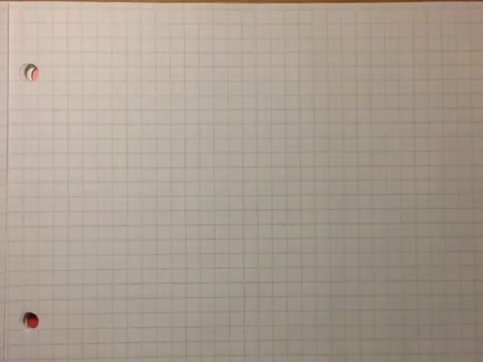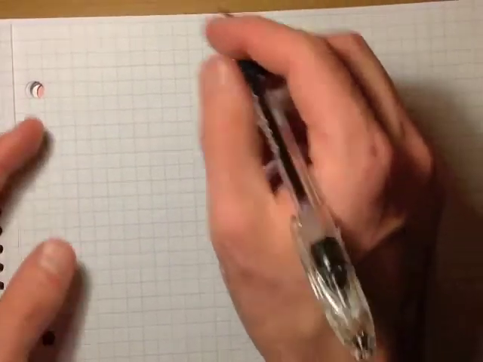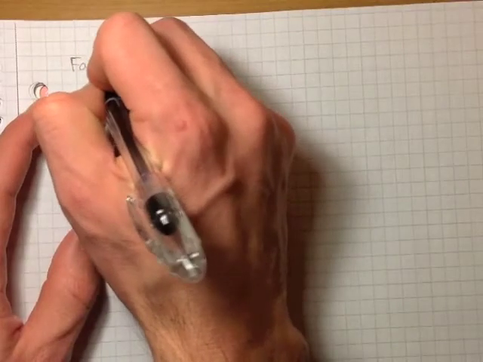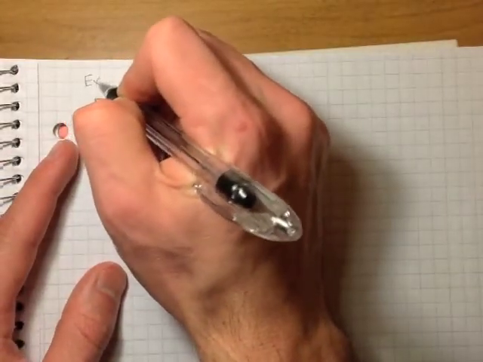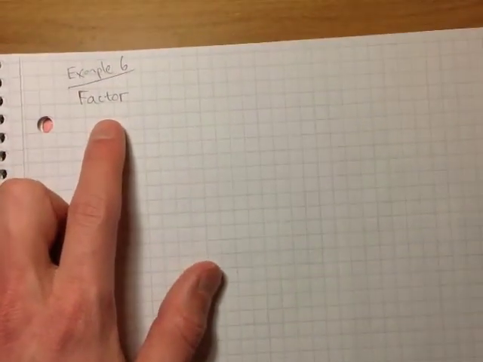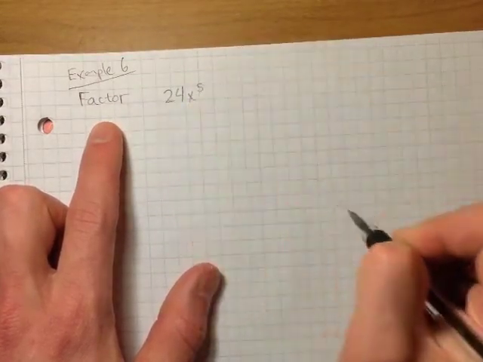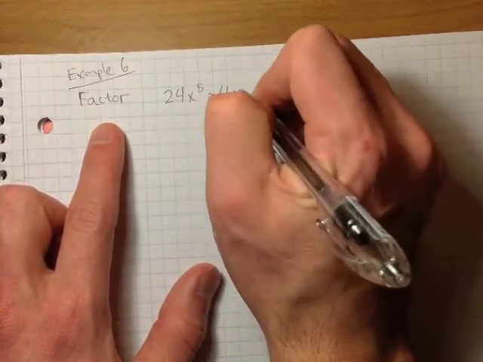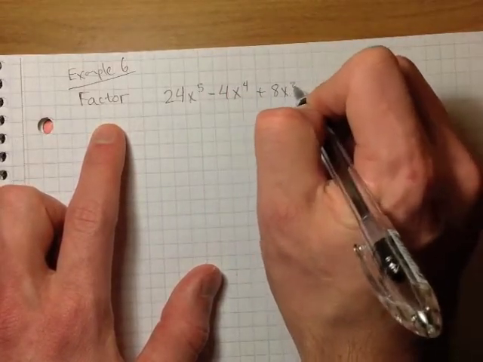Alright, now I'm going to do one last example for you, because this can be kind of a challenging skill, just because it's probably brand new to you. So, example 6. I'm going to go through this quickly. Factor 24x to the 5th power minus 4x to the 4th power plus 8x squared.